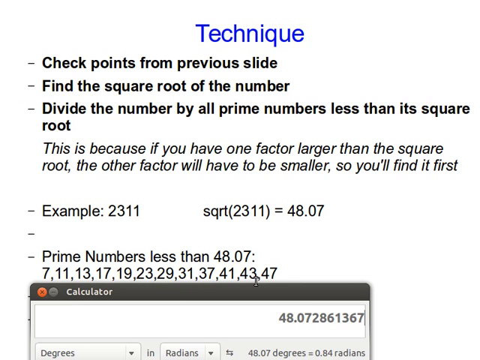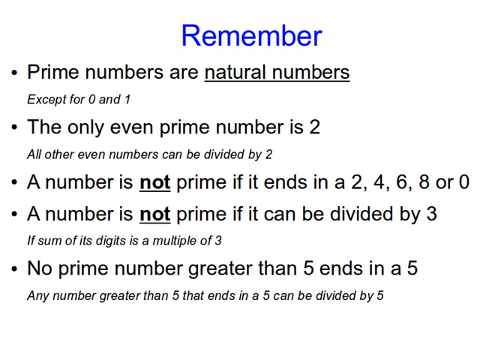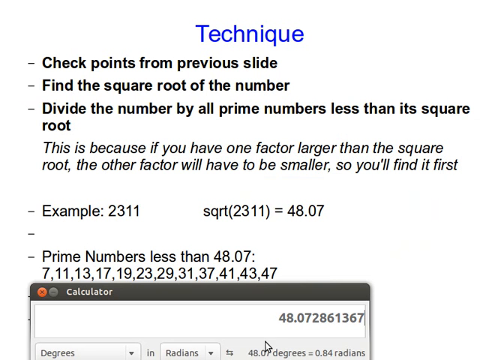This is a list of those prime numbers less than 48.07. Here I'm excluding 2, 3, and 5 for the reasons I explained previously, because we would have caught it using the points in this slide. Now let's try to divide. I'm sorry, I don't divide the square root, I divide the number itself. If we divide by 7, we don't get a whole number. If we divide by 11, we don't get a whole number.